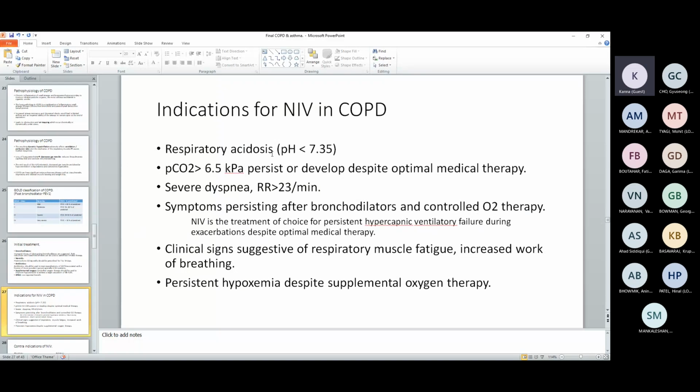So NIV is the better choice for COPD patients because it can prevent unnecessary mechanical ventilation. These are the indications for NIV in COPD. Patients with respiratory acidosis with a pH of less than 7.35 and a PCO2 of more than 6.5 despite medical therapy, and severe dyspnea with a respiratory rate of more than 23 and symptoms persisting after bronchodilators and controlled oxygen therapy. And if the patient has signs suggestive of respiratory muscle fatigue, increased work of breathing and persistent hypoxemia.